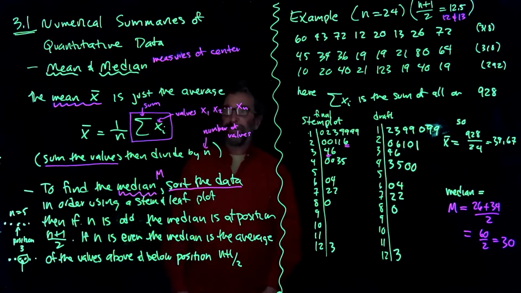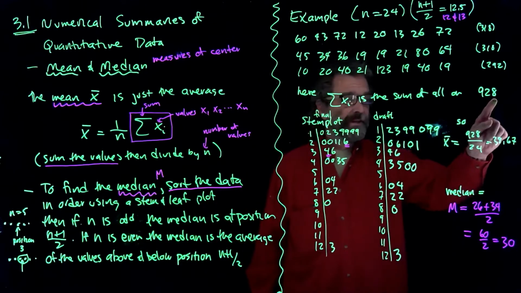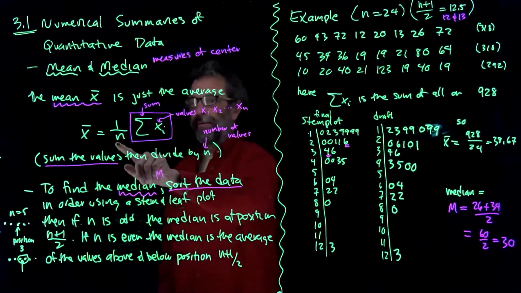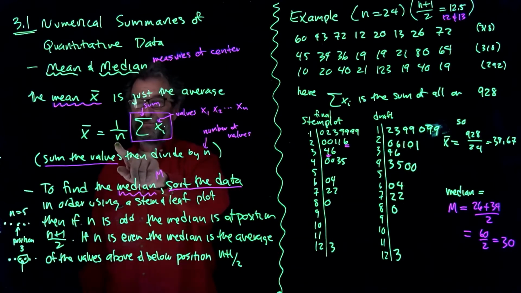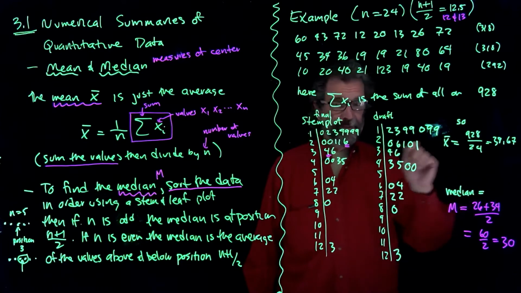Well, let's make sure we've done everything we're supposed to do. So we have some data, 24 values. We're computing the mean by summing the values, getting 928, and then dividing by 24, because it says sum them. And multiplying by 1 over n is the same thing as dividing by n. Okay, so we did that. We've got 928 divided by 24.